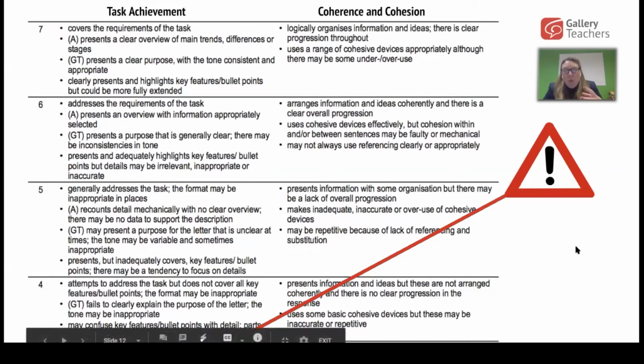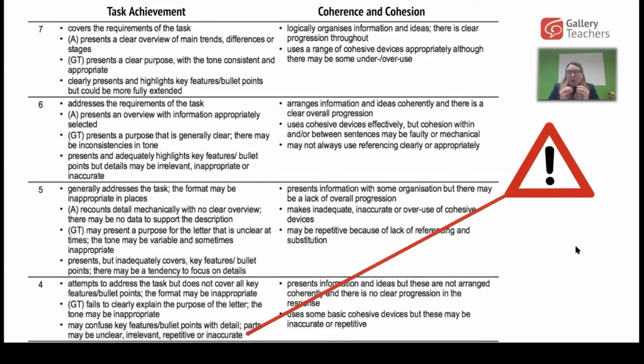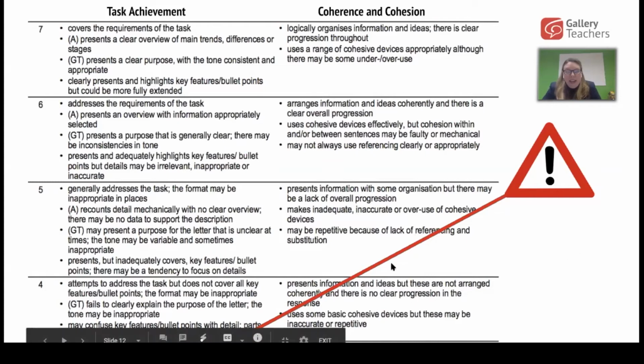So with the bands, in order to be able to access the next band up, you must be able to satisfy all of the requirements of the previous band. If anything in the previous band is not done or is incorrect, you cannot go to the next band, even if everything else is fine, okay? So here we have this very important word, which is inaccurate, okay?